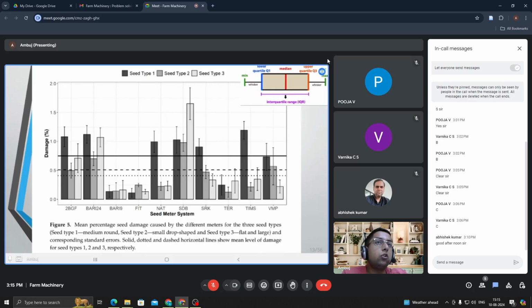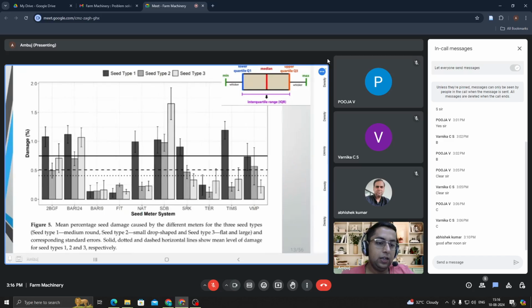In the top right corner, you can see the different attributes of the boxes. The lower line is known as the first quartile, Q1, 25% of the data. The upper quartile is Q3, 75% of the data. The middle line is the median. Then from minimum to maximum is the range of variation, and this is plotted in our box plot. So if you are going for research and performing some experimentation, it is always advisable to show your data in this format.